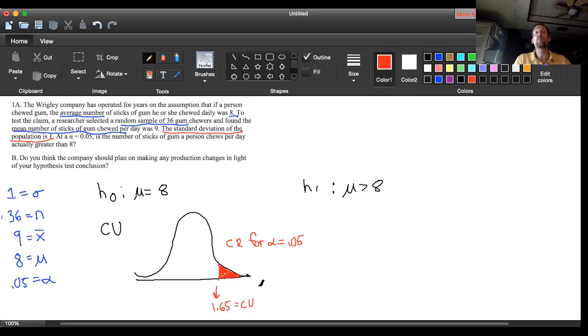So what this is telling me is when I eventually look at my sample average, I can reject the null hypothesis if the sample average is 1.65 or more standard deviations away from the population average. And now I'm ready to go ahead and run my Z formula. I'm going to put that on the side here. I'm going to fill this in.